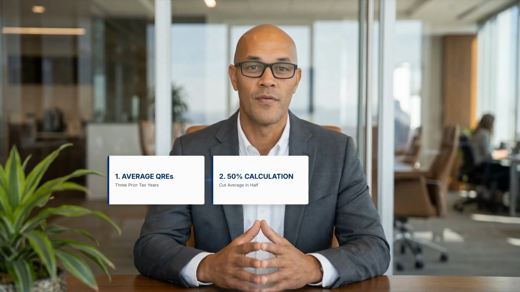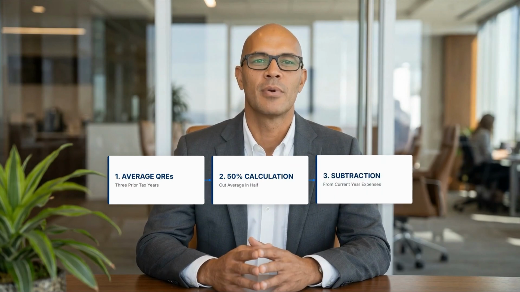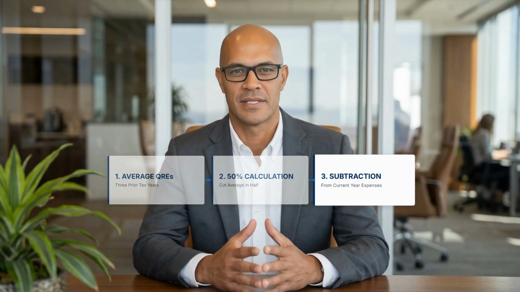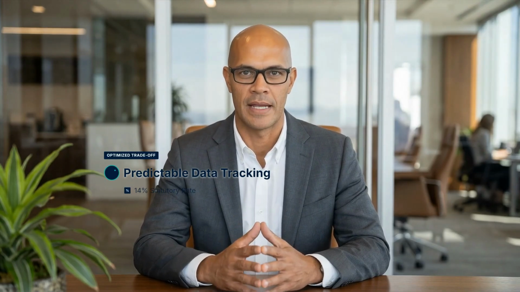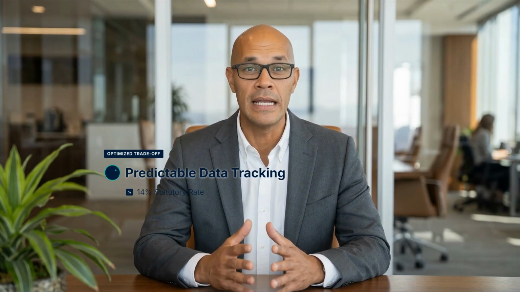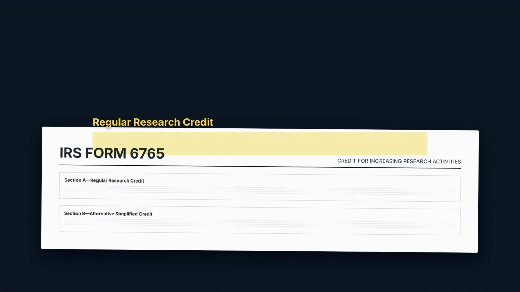The math works like this. You determine your average QREs over the 3 prior tax years, cut that number in half, and subtract it from your current year's expenses. You then multiply that result by 14%. If you happen to have no R&D spend in any of those 3 prior look-back years, you get a flat 6% credit. The trade-off here is obvious. You are accepting a lower statutory rate, 14% instead of 20%, in exchange for an incredibly clean, predictable data tracking process. Every year, when we sit down to prepare IRS Form 6765, we model both methods.